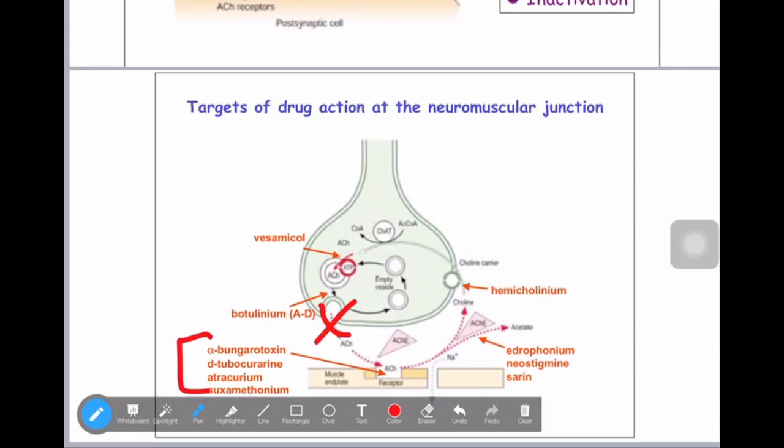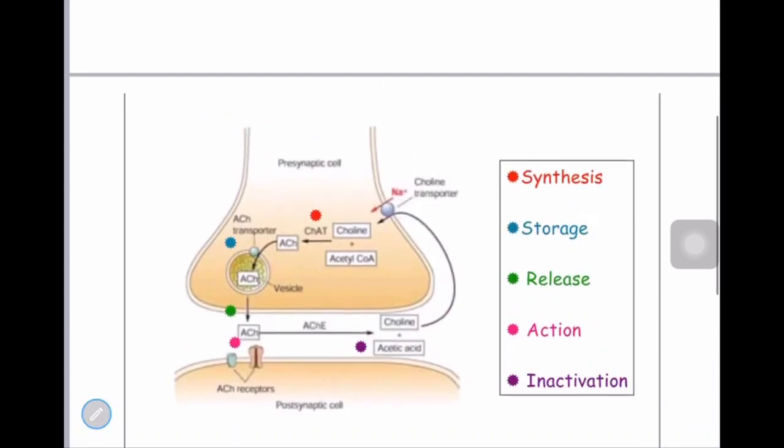Okay, and the last drug is this one: edrophonium, neostigmine and sarin. These three drugs will do the same action, that is, block acetylcholine esterase. So when I was telling you about the synthesis of acetylcholine, let's go to the last line now, so this one.